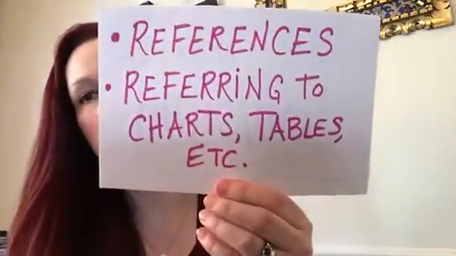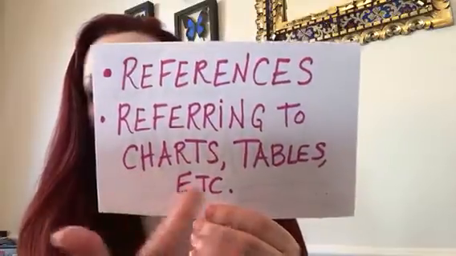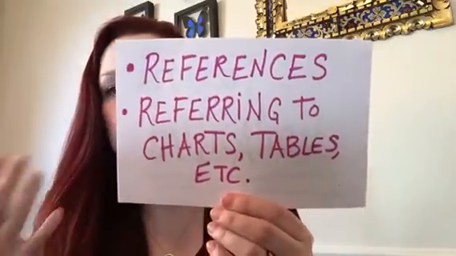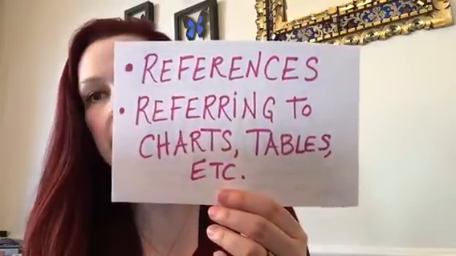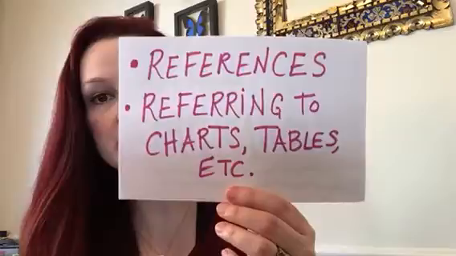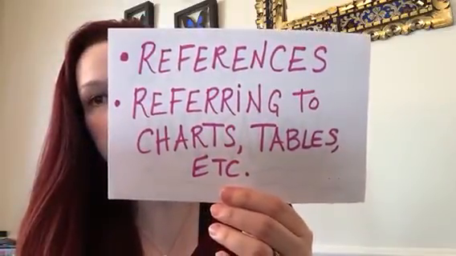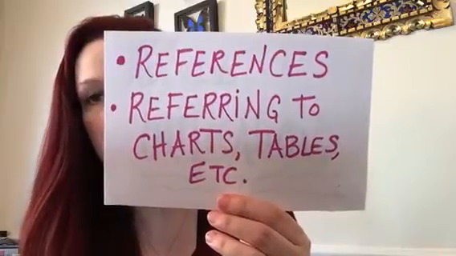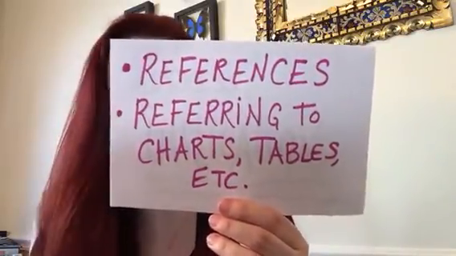You also want to avoid referring to anything in the paper, such as a chart or a table, a figure, that your reader is not going to have access to without having the manuscript itself in front of them. So remember, the abstract is a standalone document. They're not going to have access to a table that's part of the paper. So if you refer to it in the abstract, it's just going to confuse people. So avoid that.